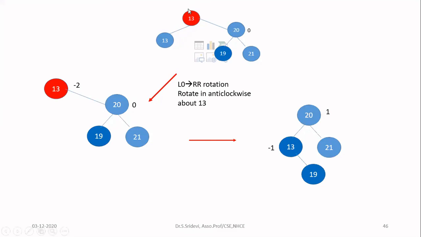With respect to this imbalance node, we have deleted the node from the left subtree, so write L. Then go to the imbalance node. From there, you go to the root of the right subtree. The root of the right subtree is 20, and that is having the balance factor 0. So you have to now do an L0 rotation, that is nothing but an RR rotation.